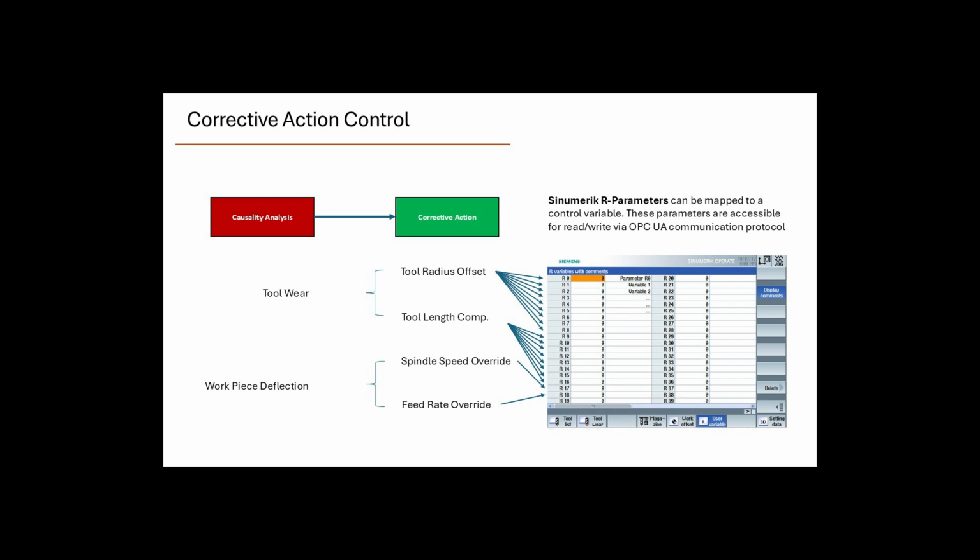For tool wear, we need to adjust for tool radius offset and tool length. We need to compensate for the tool length. And further, we know the component breakdown because we know we're at a 25-degree angle.